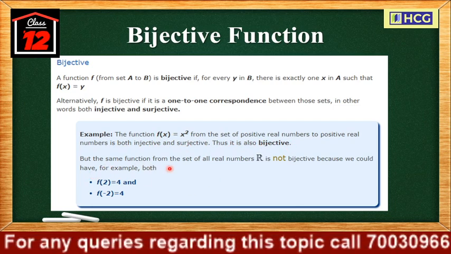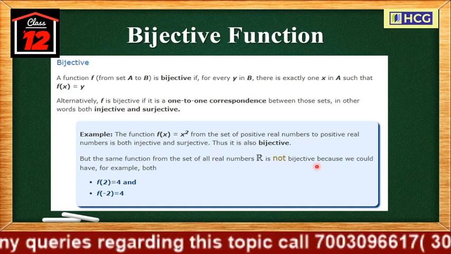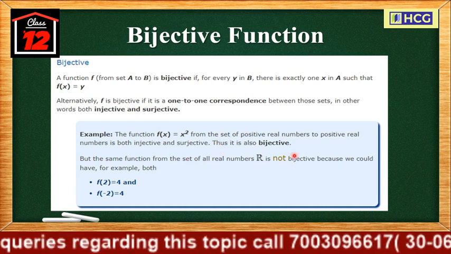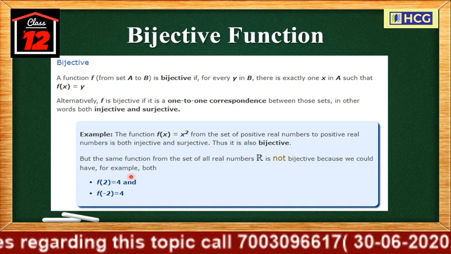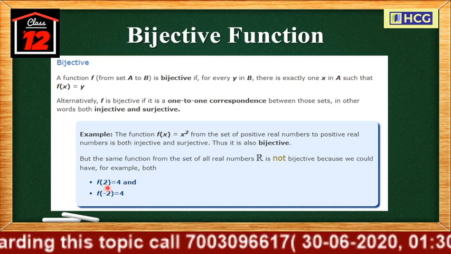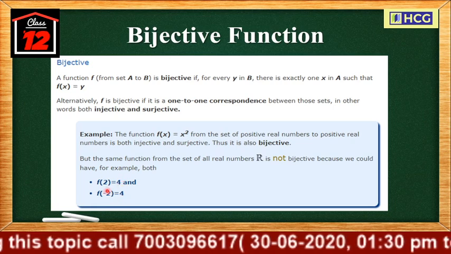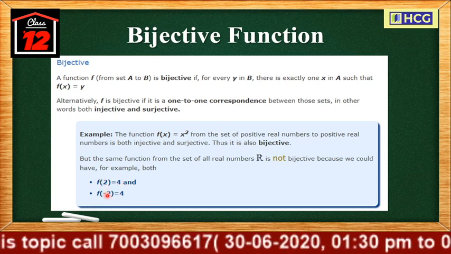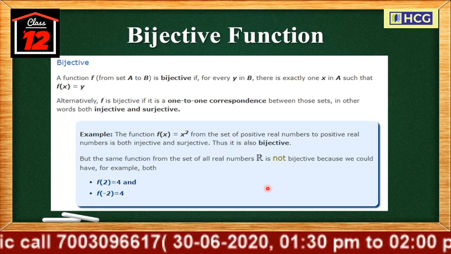But the same function from the set of all real numbers R to R plus is not bijective because we could have, for example, both f(2) equals 4 and f(-2) equals 4. The images are equal, but the two elements are not equal. This is not one-to-one, and hence this function is not bijective.